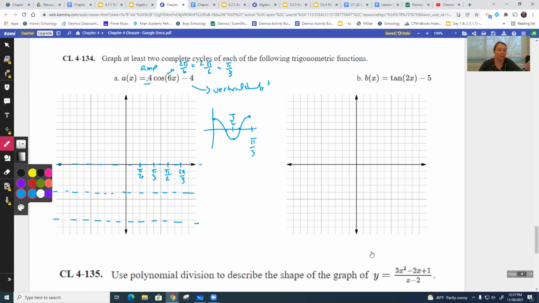So when I go to graph this now, I know I start at my maximum. So here's my maximum. Halfway between 0 and pi over 6, I hit my midline. At pi over 6, I hit my minimum. And then halfway between here and pi over 3, I hit my midline again, and then at pi over 3, I hit my max. Okay, and then I'm just going to continue until I get another cycle.